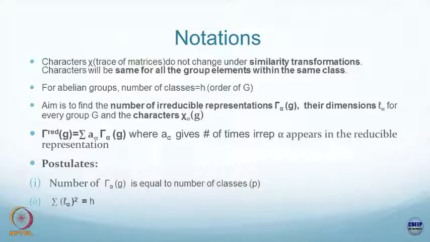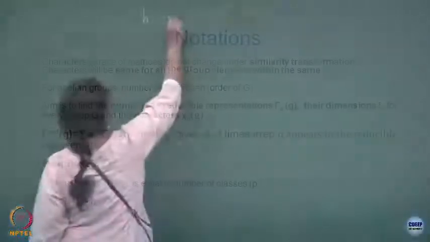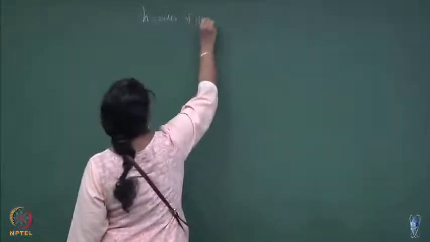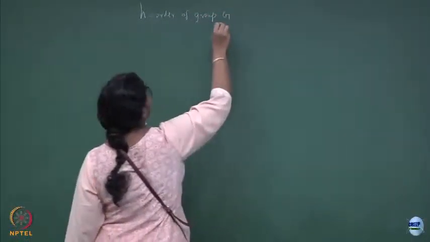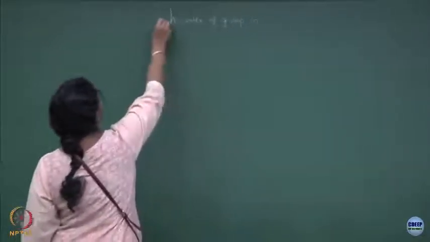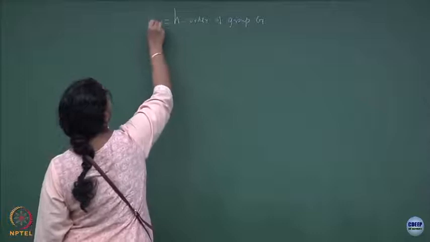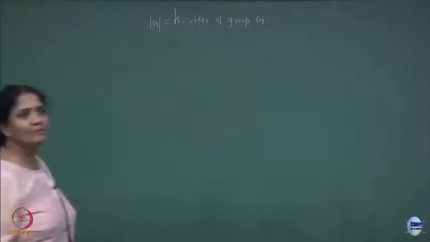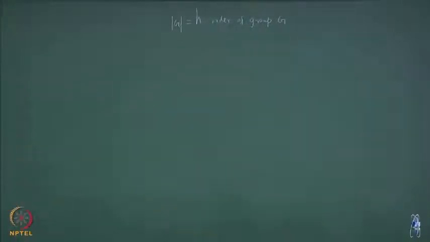So, let me begin with the notations which we started yesterday. What were the notations we are going to follow? We are going to take H as the notation for the order of the group. Typically, we write the order of group G as mod G, but I am using H just for clarity.